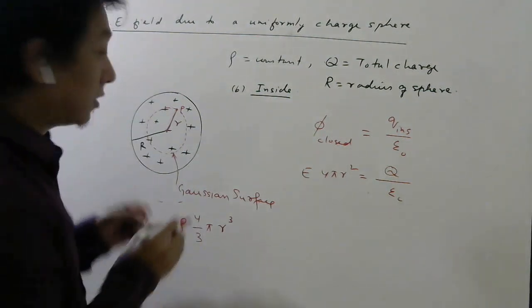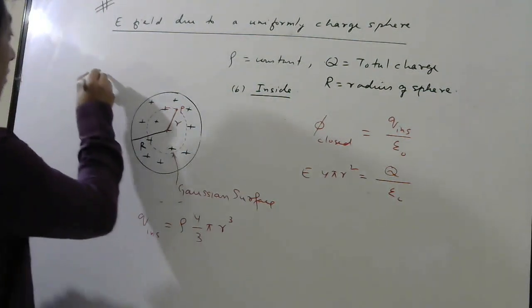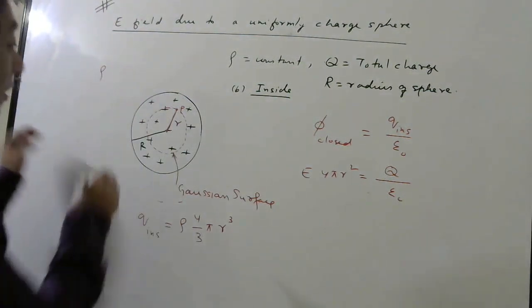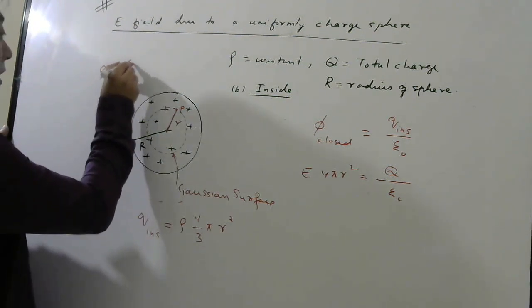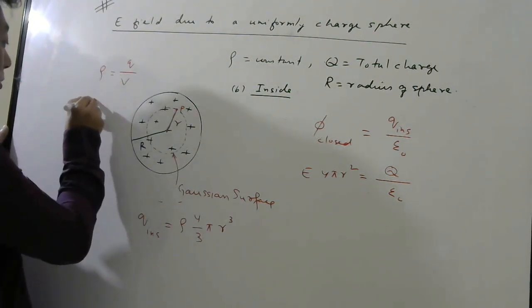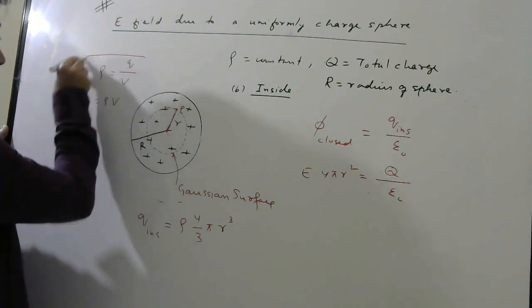Now, how to find the charge in a given volume? Since density is constant, I can write density as charge divided by volume. So charge will be what? Density into volume.